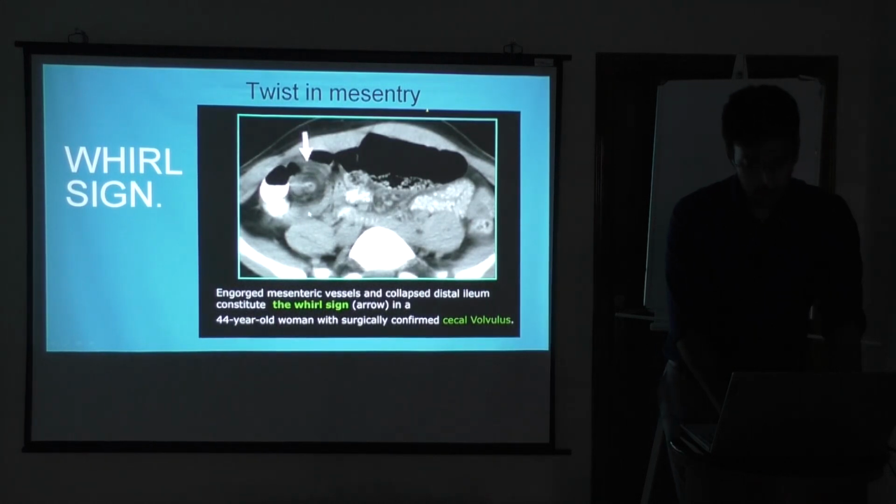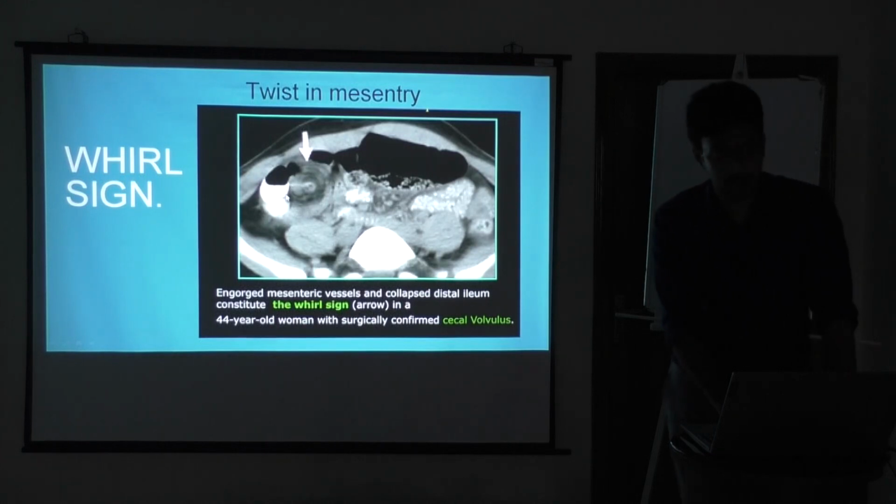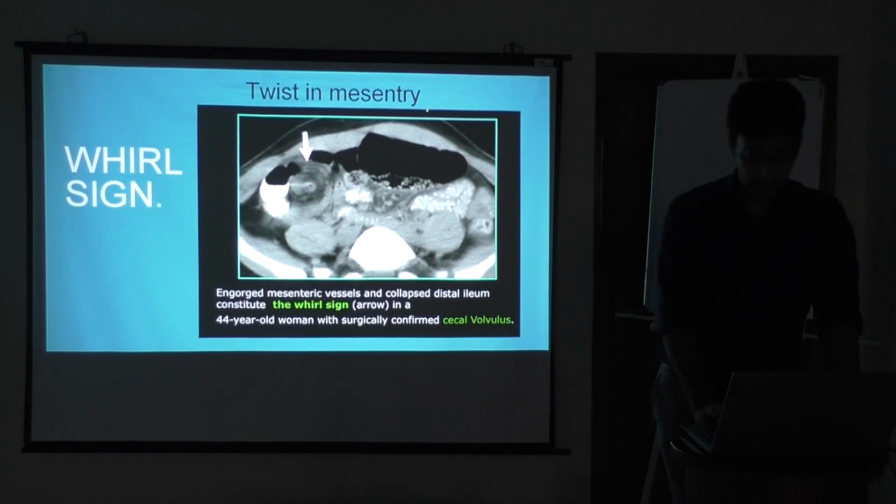So what it indicates is there is a twist in the mesentery. So you have to go and untwist it. There is no other way of giving a painkiller or PCM to correct it. So it's a surgical emergency. So that's the importance of this whorl sign.